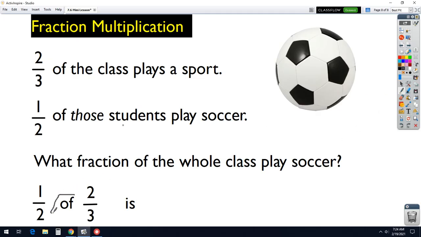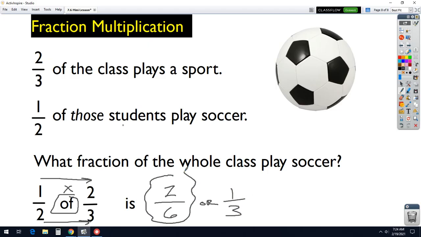So we recognize the word of means multiplication. What is half of 2/3? We multiply our numerators, we multiply our denominators, and what fraction do we come up with? We come up with 2/6 of the whole class plays soccer. Now we could simplify that down to a third, but if you got to the 2/6 part, that shows us that you understand how multiplying fractions work. Multiply your numerator times your numerator and your denominator times denominator. I hope that video helps us learn how to multiply a fraction times another fraction.